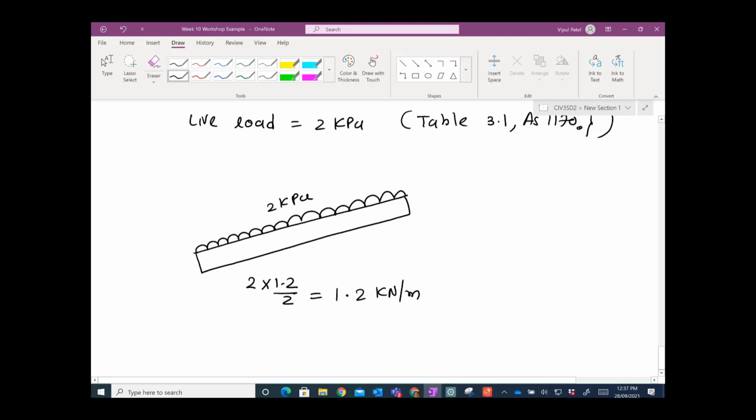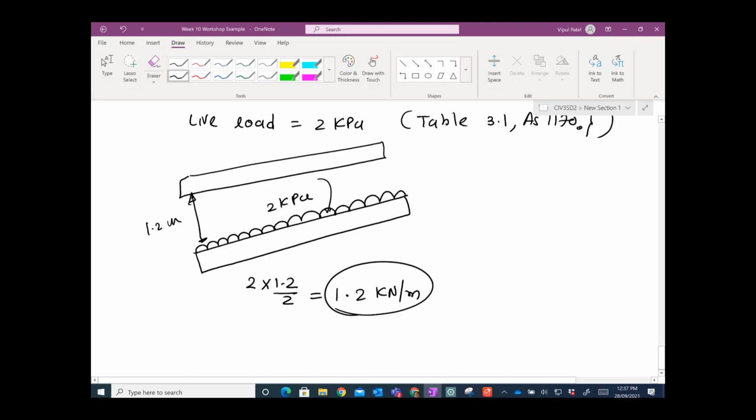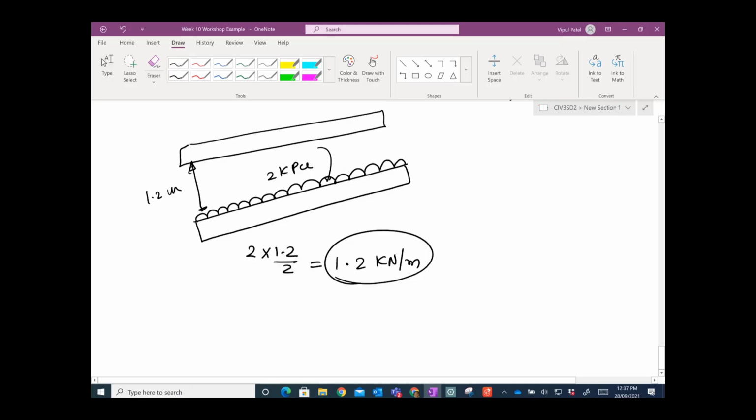2 kilonewton per meter. Someone might ask where this 1.2 is coming from. You have this distance from one stringer to another stringer of 1.2 meters, which is given in our table. So we will get 1.2 kilonewton per meter. Now, that is the live load.